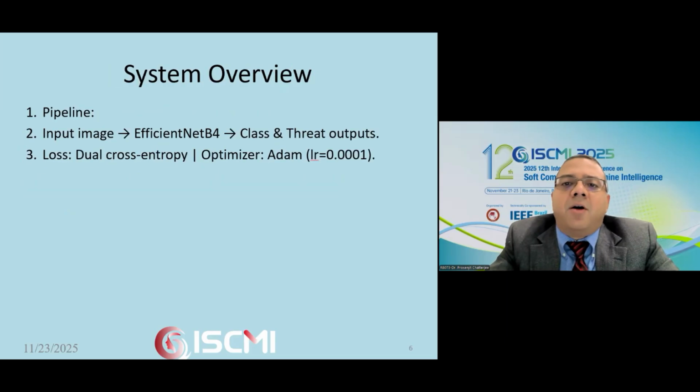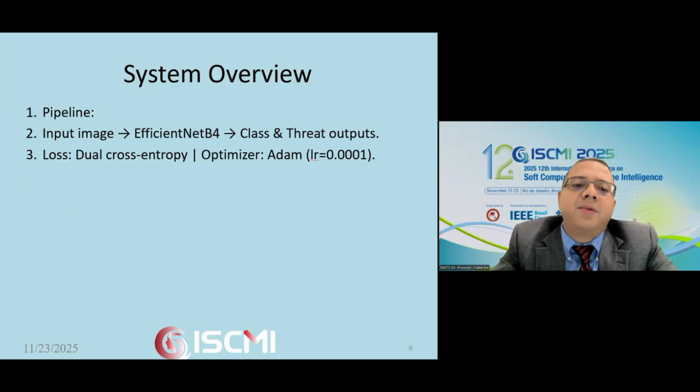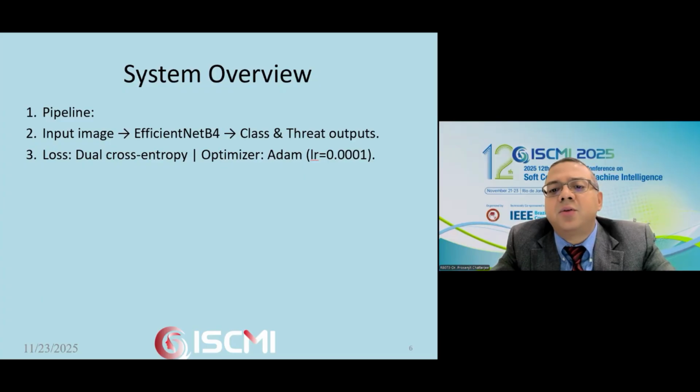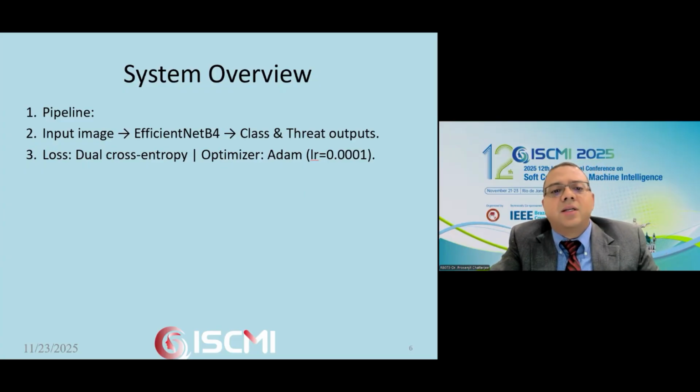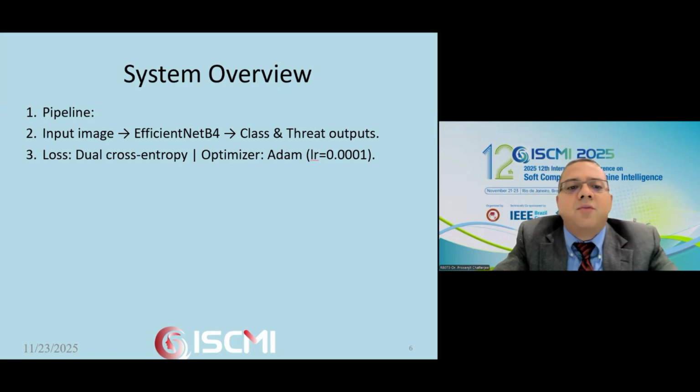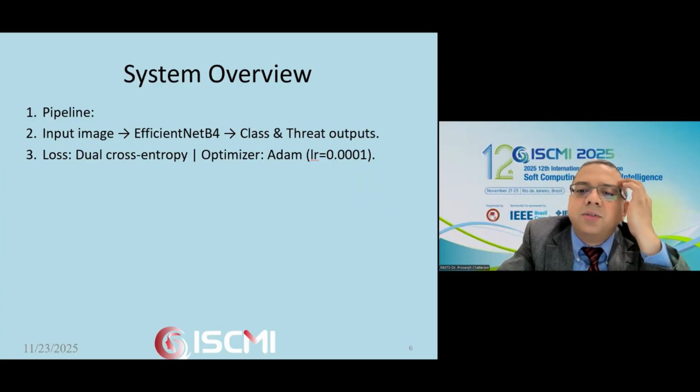Our system overview: the pipeline works as follows. The system takes an input image and passes it through the EfficientNet-B0 backbone, and produces two outputs simultaneously: the aerial object class and the threat level prediction. We use dual cross-entropy losses and the Adam optimizer with a learning rate of 0.0001.